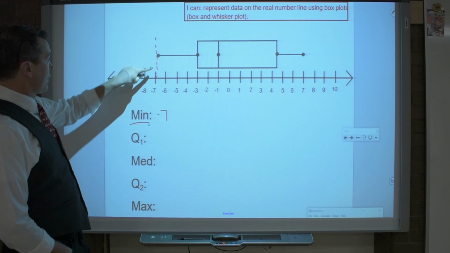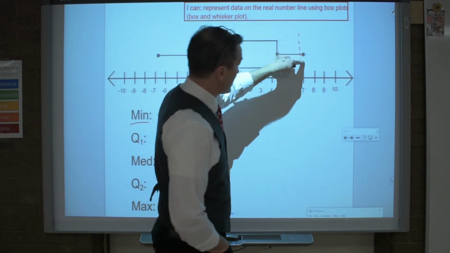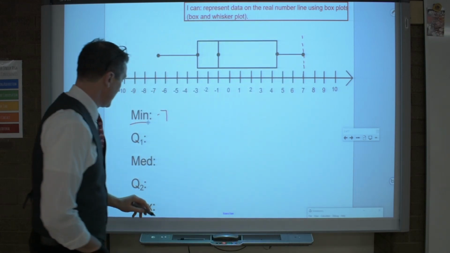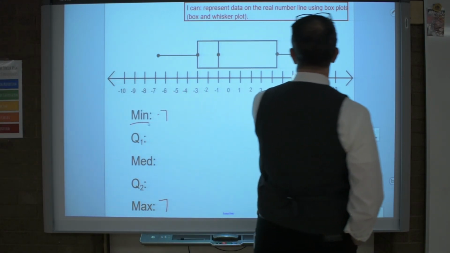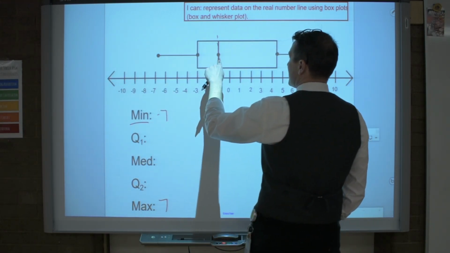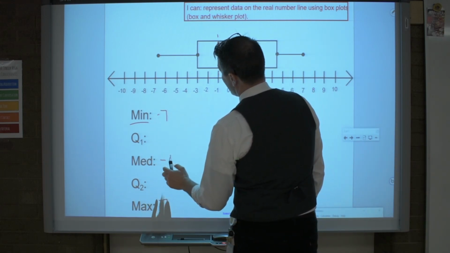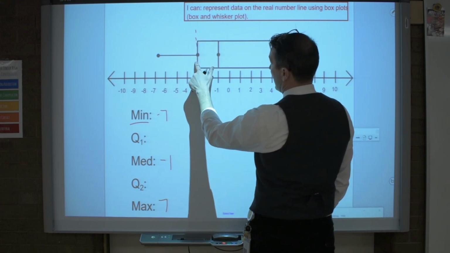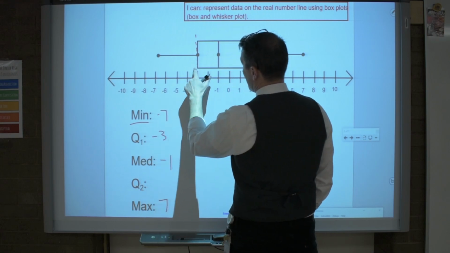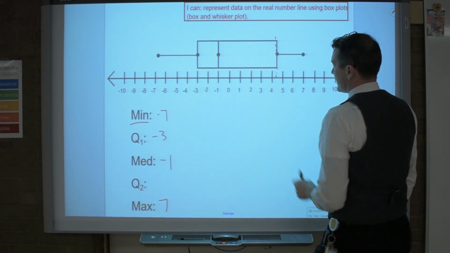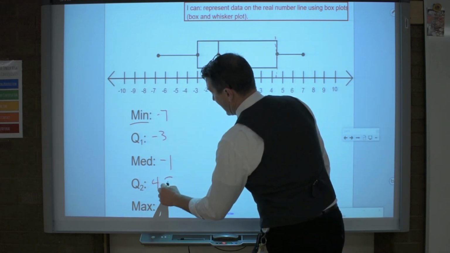And then I'm going to look for my maximum because those are my 2 easiest things to find. My maximum is my biggest piece of data. My biggest piece of data is here at 7. So that's cool. And then my median is this one in the middle. This is -1. And then my lower quartile, or Q1, that's -3. And my upper quartile, it's right in that middle again. I'm not sure what that is, so I'm just going to call that 4.5.